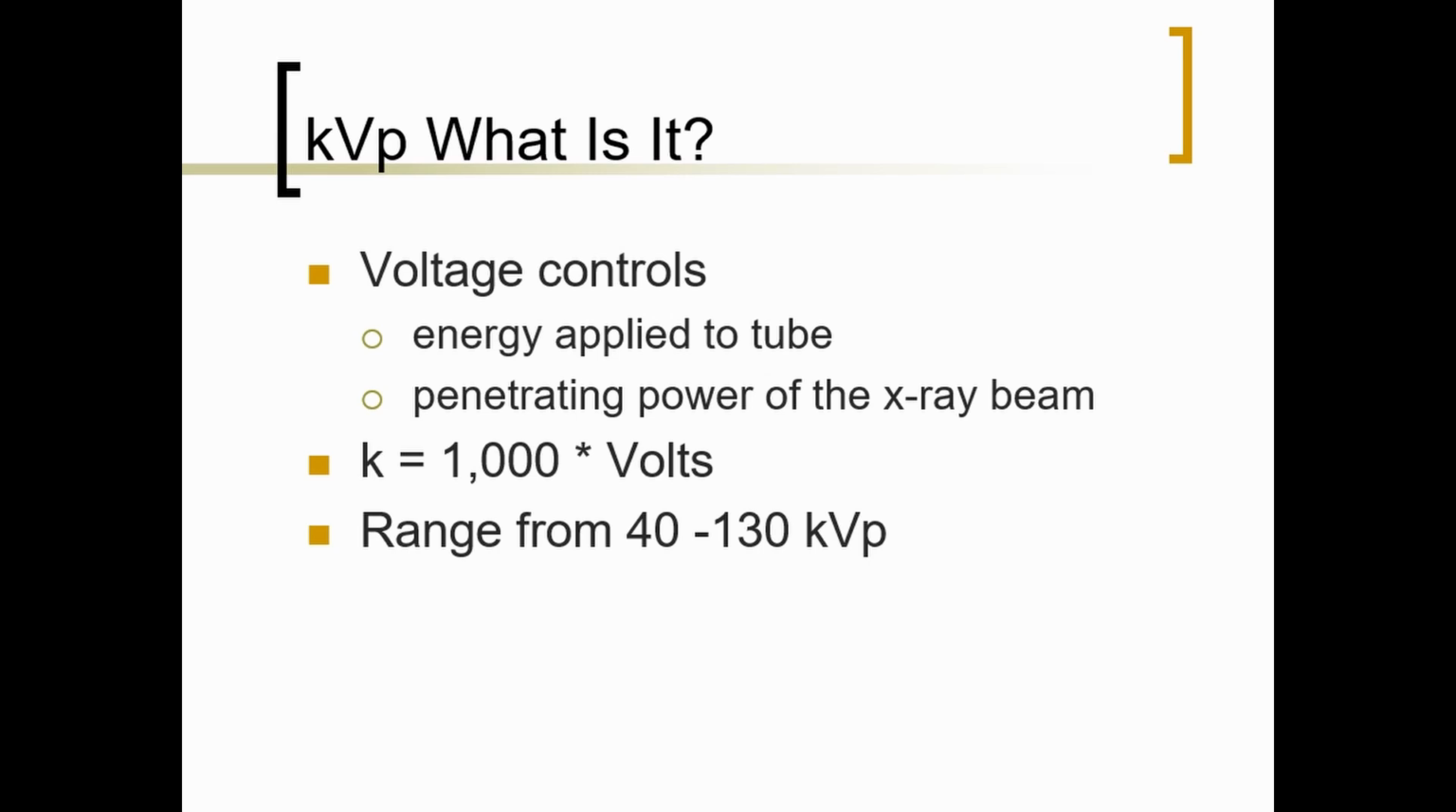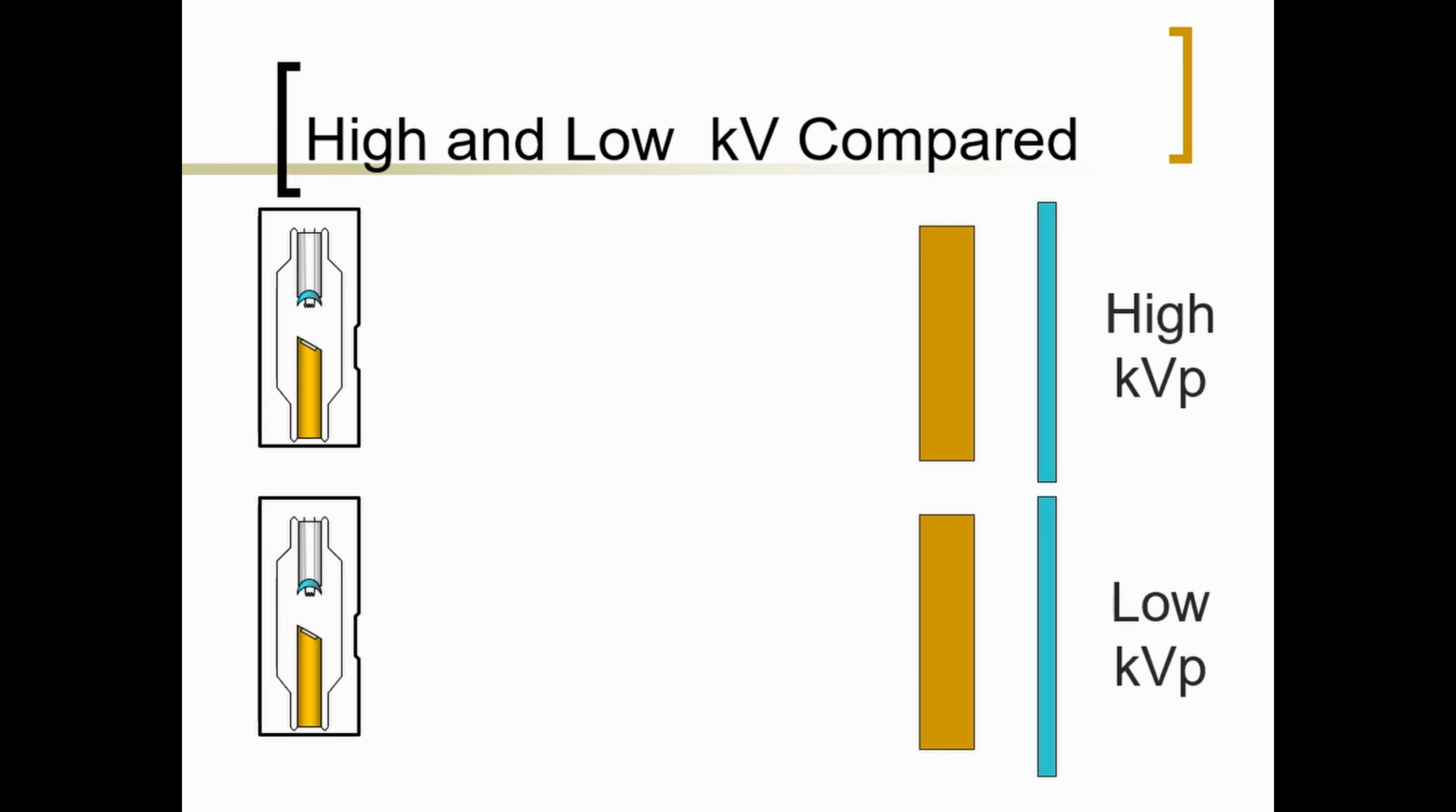The P in the term KVP stands for peak energy. Whenever we select a kilovoltage, we are selecting the peak energy our X-ray photons may achieve. Just because we send a high-speed electron across the tube with 70,000 volts of energy doesn't guarantee the X-ray it produces will contain that 70 kilovolts of energy. More about this later. On the surface, how KVP works is fairly simple.